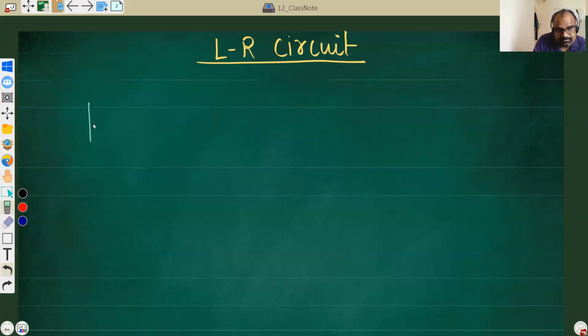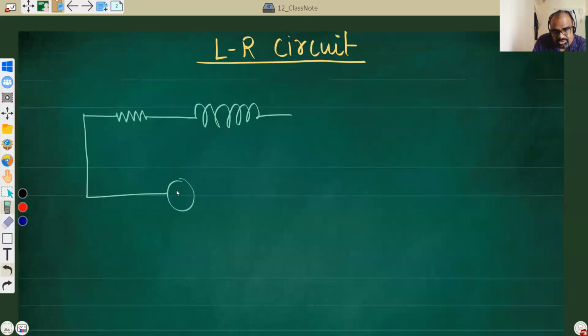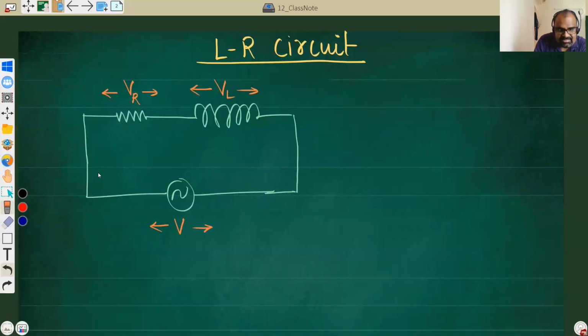So suppose there is a resistor and there is an inductor connected to an AC source. The source voltage is capital V. The voltage across the resistor is capital VR. The voltage across the inductor is capital VL. And the current in the circuit is I. Okay, everything is in RMS values.